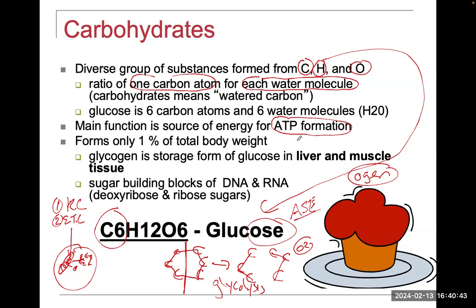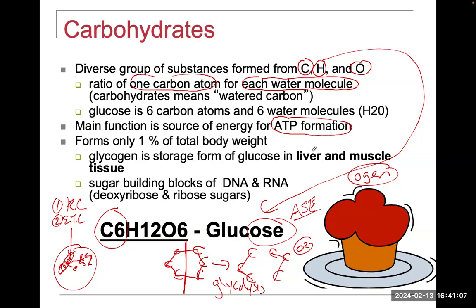The body doesn't like to store glucose because glucose in high concentrations is pretty toxic. It's toxic to our neurons. It's toxic to our blood vessels. It damages the endothelial lining of our blood vessels and the heart and our neurons and our brain. So the body says, all right, we got too much of this. Let's put it in storage.